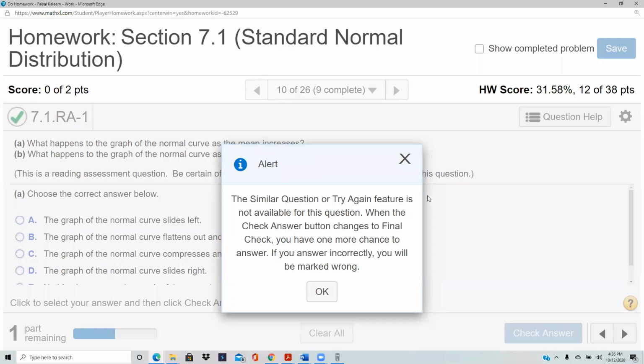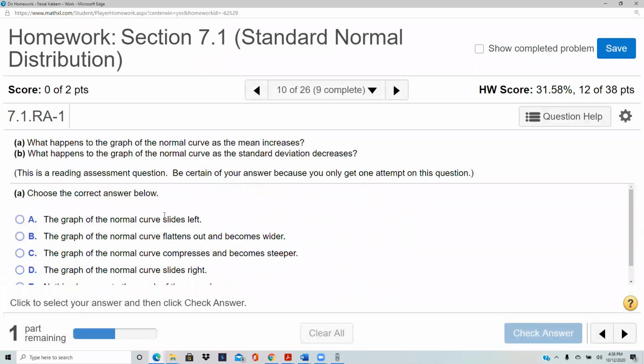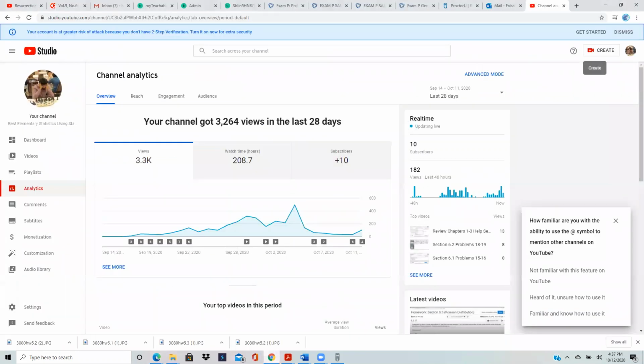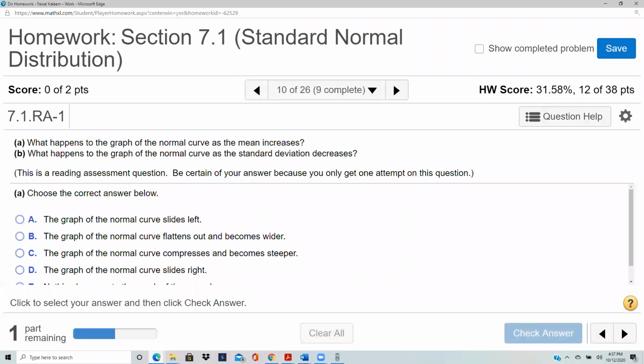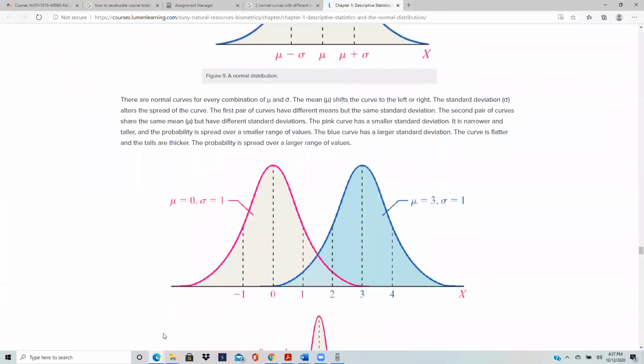Okay, this is one of the few problems where you just get one chance. So the problem is what happens to the graph of the normal curve as the mean increases. Okay, so let's look at this picture, which I found. Okay, so we know that the mean of the normal curve is always in the middle.